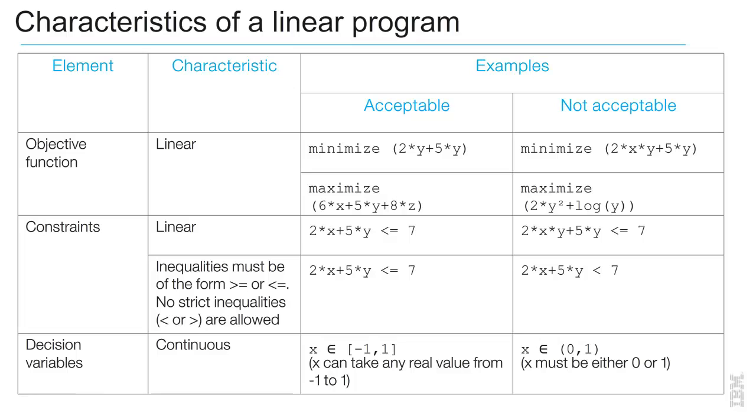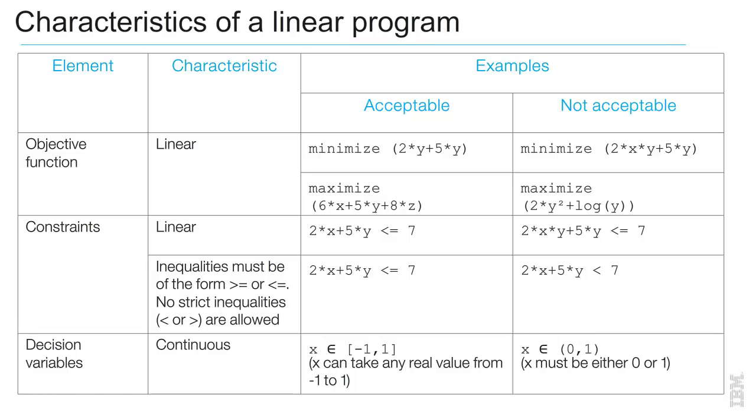This table summarizes the characteristics of LP model elements where x, y, and z represent decision variables. The objective function must be linear. The first unacceptable example contains a bilinear term, namely x times y, while the second unacceptable example contains a logarithm. The constraints must also be linear.